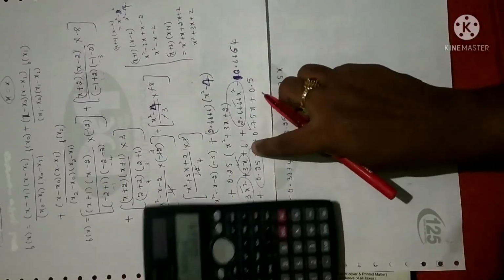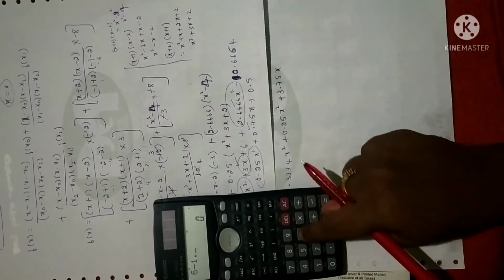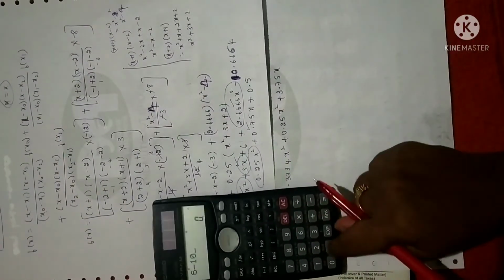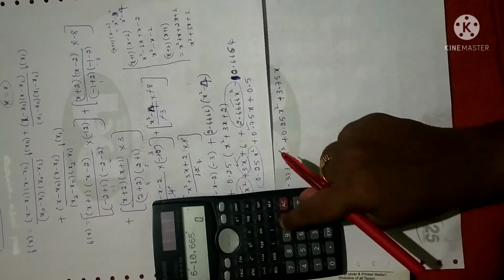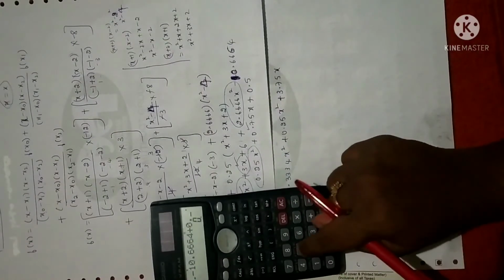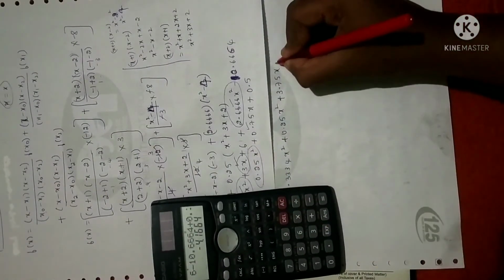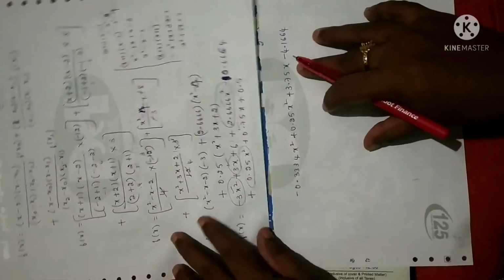Fine. Now let me calculate the constant. So you will get 6 minus 10.6664, then plus 0.5 will give you minus 4.1664. I'm sorry, just a small correction is there.